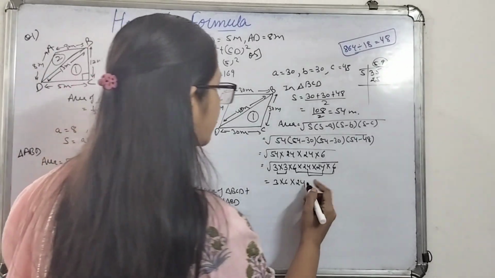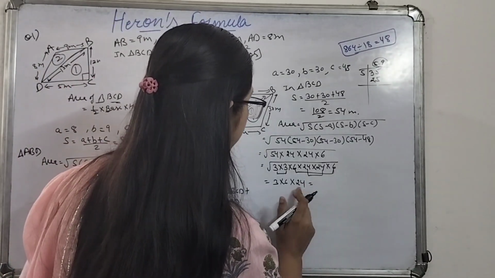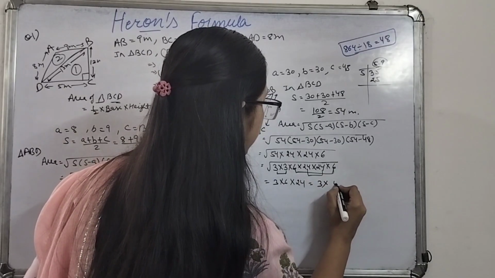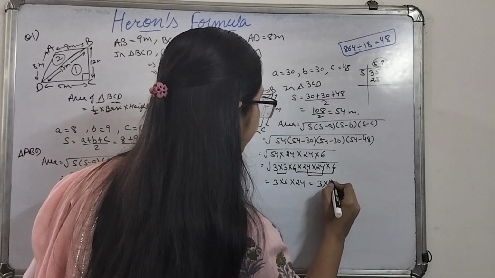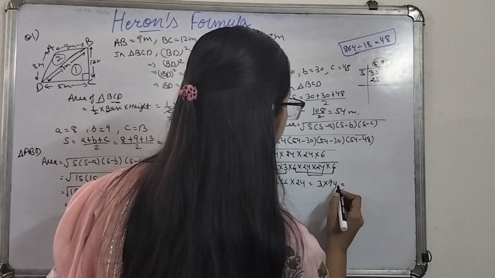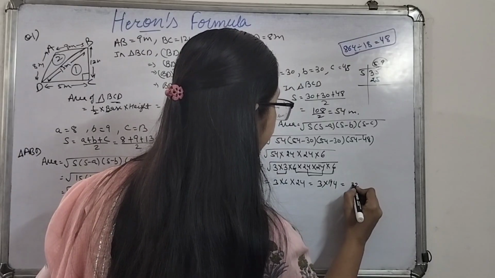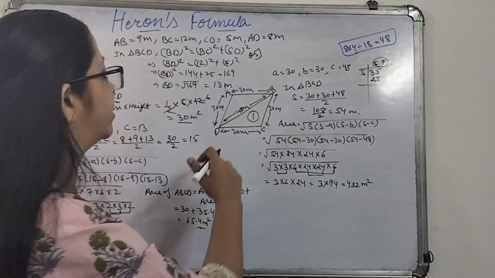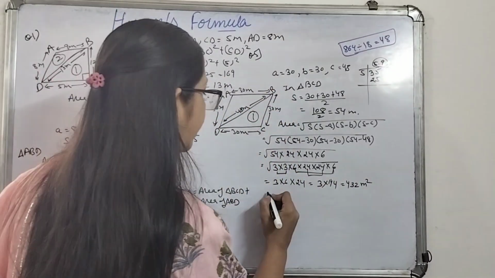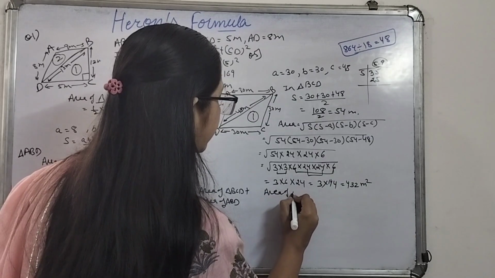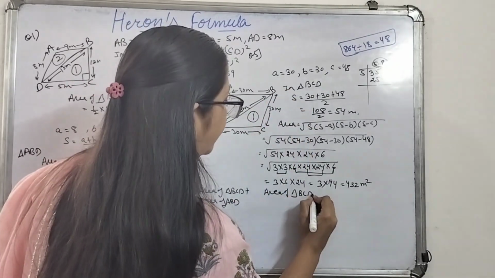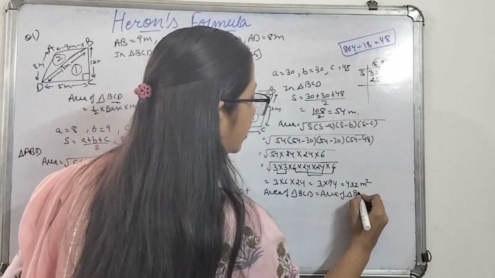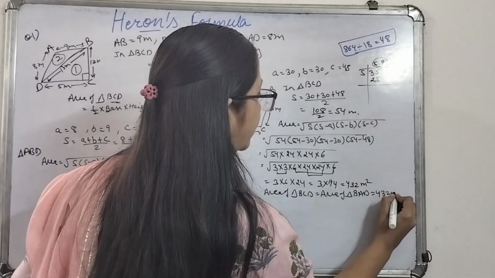So what will be the multiplication of these? It will be 6 4s are 24. I'm just taking 3 as it is. 6 4s are 24, 2 6s are 12, 144. Now multiplication of these two will be 4 3s are 12, 2 carry over 1, 4 3s are 12, 13, carry over 1, 3 1s are 3 and 1 is 4. 432 meter square will be the area of the triangle BCD, and area of triangle BCD will be equivalent to area of triangle BAD also, and it is equivalent to your 432 meter square.